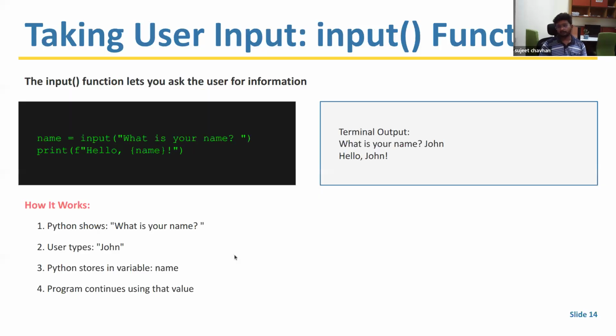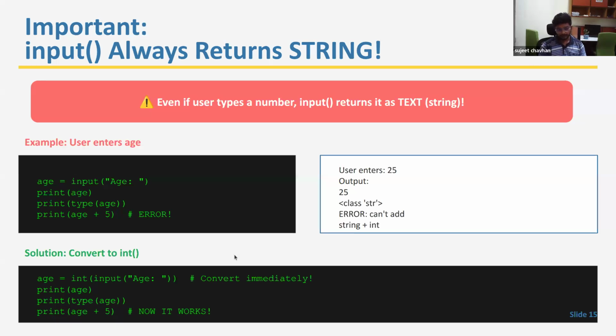So before going ahead, we have seen two slides which are based on the input function. So is the input function clear? Yes, sir. Okay, so it stops the program and it returns a string which will get stored inside the variable. And if we want to convert it, we can typecast. So this is clear to everyone. Yes, sir.